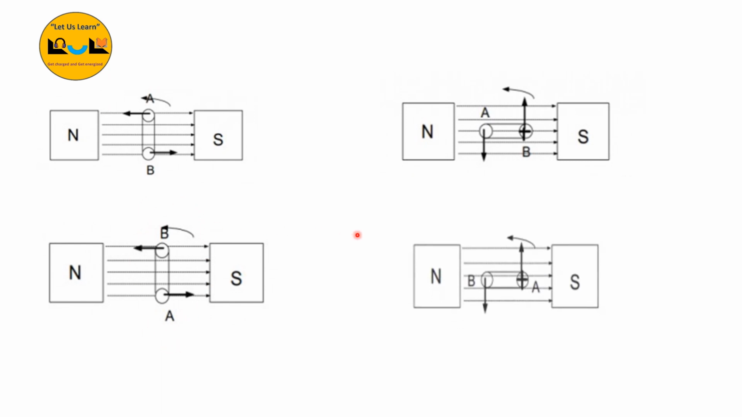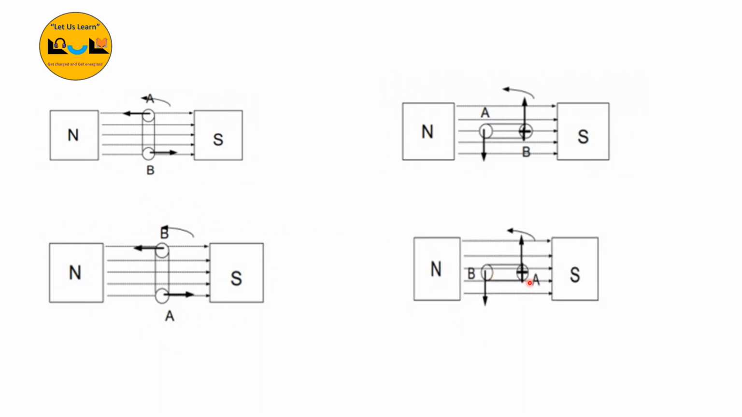Now position 4, tilted for 270 degree. Whenever it is tilted for 270 degree, all the magnetic lines in the magnetic field are cut by the current carrying conductor. So here also the EMF is maximum. This is called the negative maximum EMF.